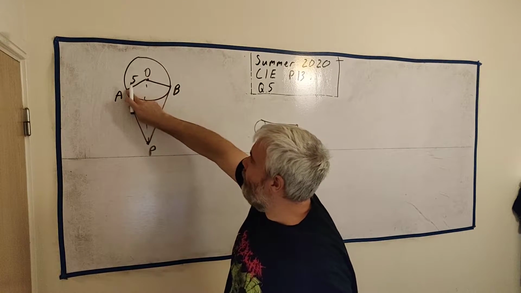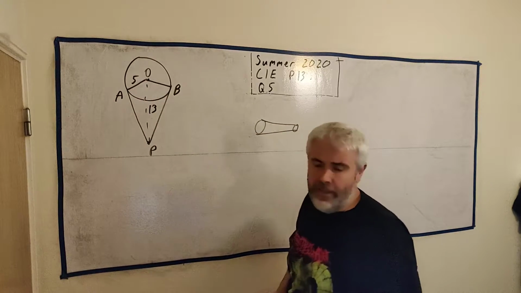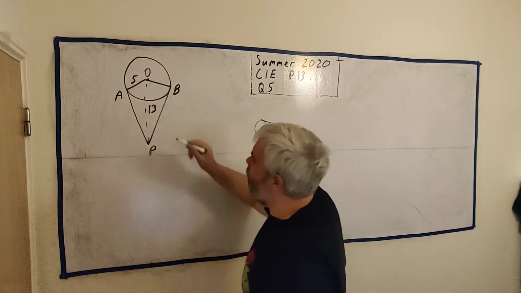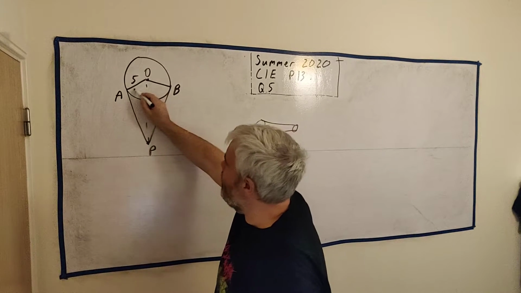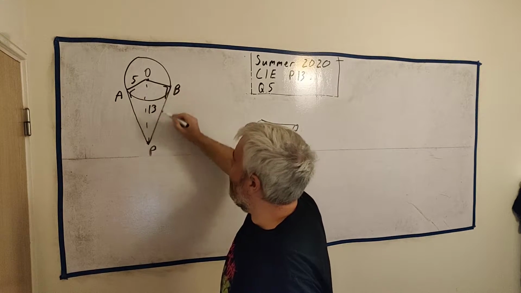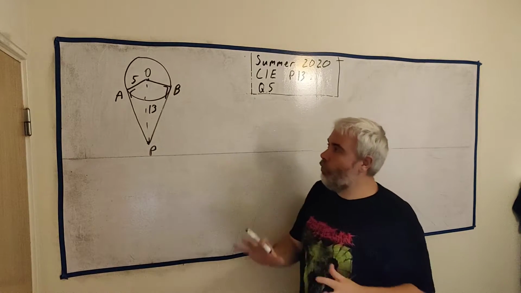And then we have from here to here is 5. And I believe that's all. Yeah, that's all we need. Something we should know, but they do tell us in the question is that that's a right angle. That is a right angle. So we can get to work on this question.